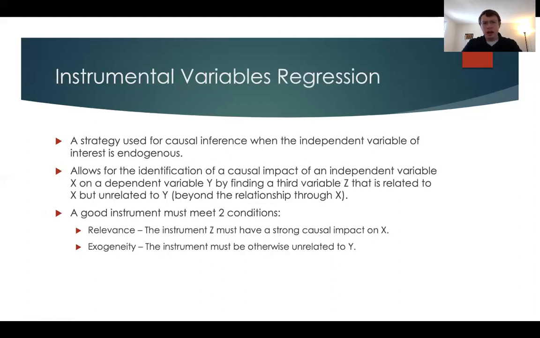A little bit of additional detail on instrumental variables regression. This is a strategy used for causal inference when the independent variable of interest is endogenous, which is the case in this study. It allows for the identification of a causal impact of an independent variable x on our dependent variable y by finding a third variable z that's related to x but unrelated to y, beyond that relationship through x. A good instrument must then meet two conditions. It needs to be relevant, so the instrument z must have a strong causal impact on x, and it must be exogenous. The instrument must be otherwise unrelated to y.